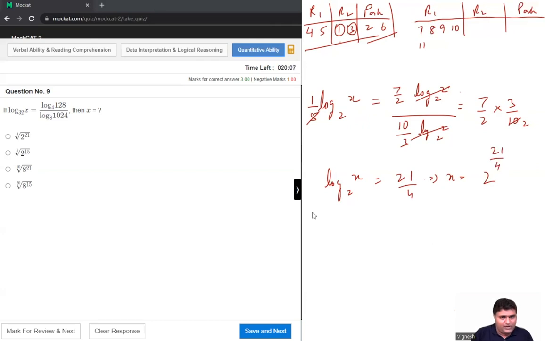So do we have any 21st? 2 to the power 21 by 4 is inside the fourth root of 2 power 21. Fourth root of 2 power 21. Yeah, all of you agree?